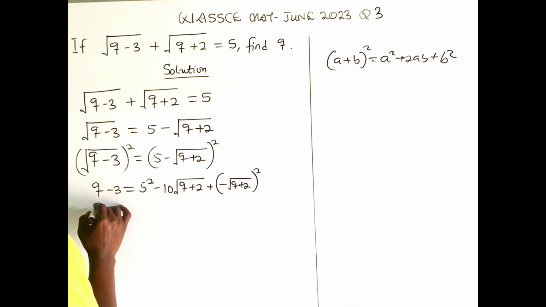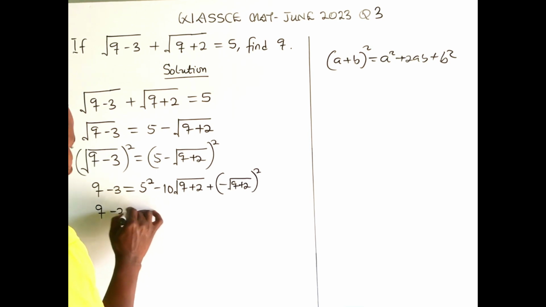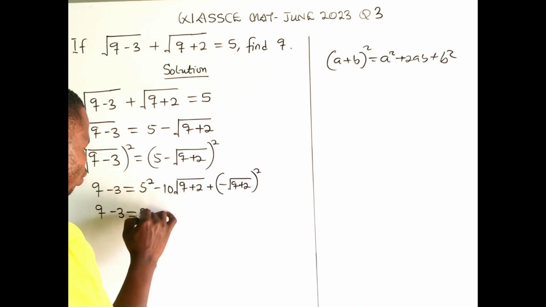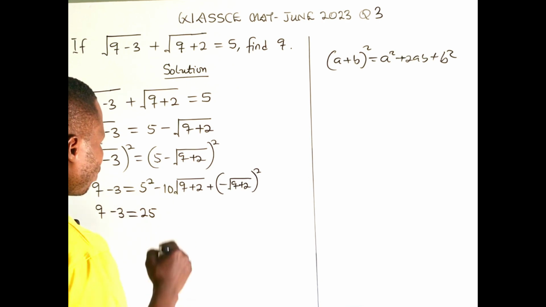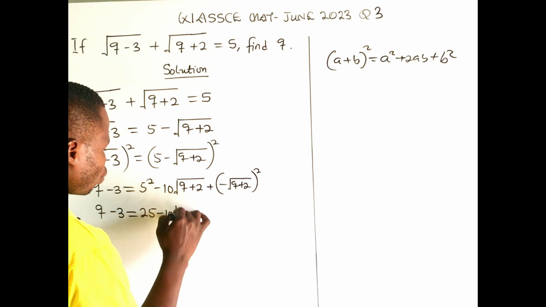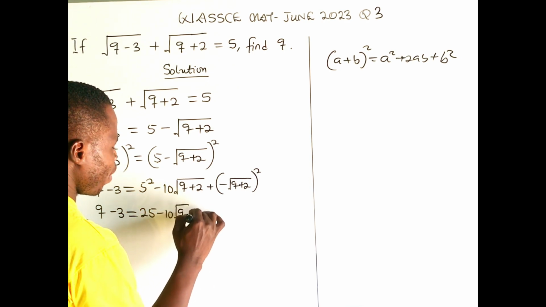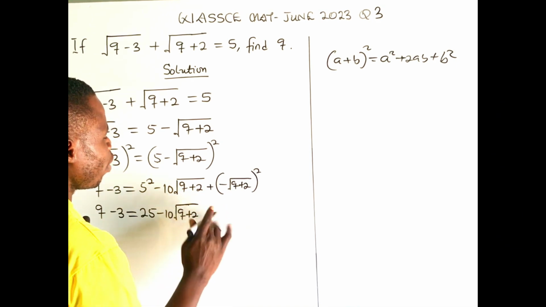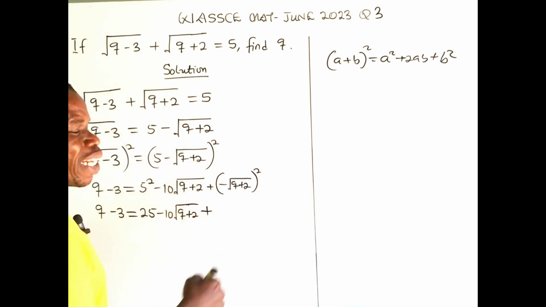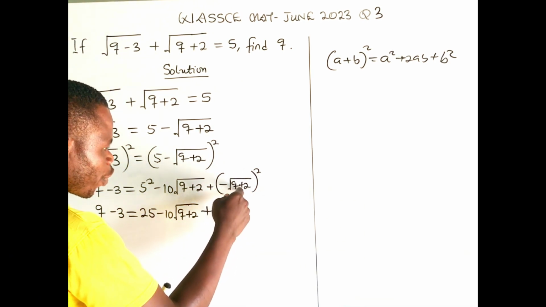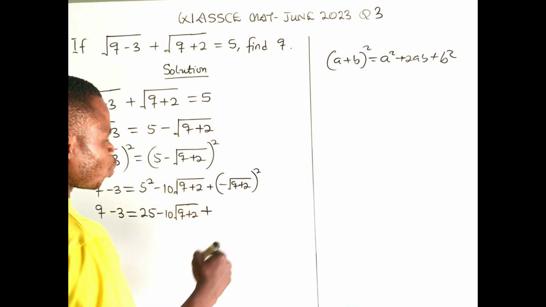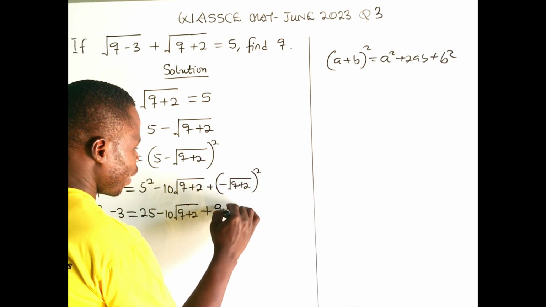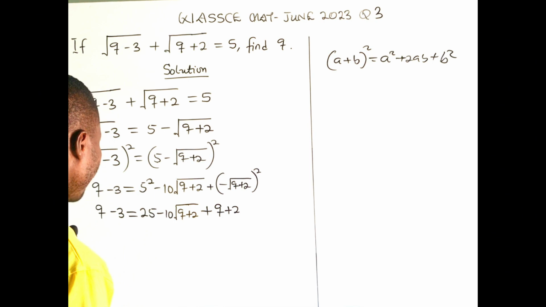To continue, I'll have q minus 3 is equal to 5 squared, which is 25, minus 10 square root of q plus 2, plus negative squared, that is negative times negative is positive. And the square root of q plus 2, this square root sign will take away this 2. I will now have q plus 2. So this is how the expansion will be.